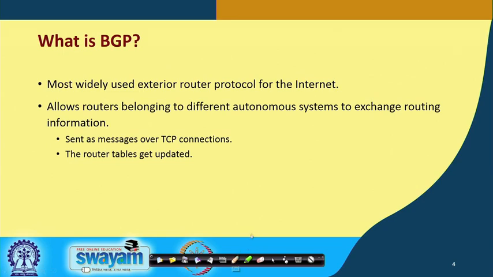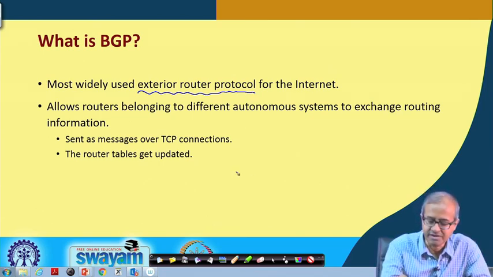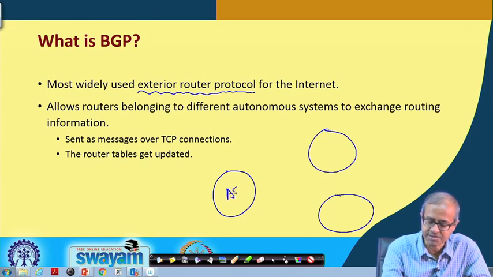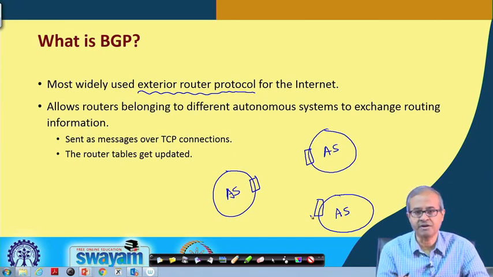Now, as I had said, BGP is the most widely used exterior router protocol. Exterior and interior, I explained the distinction earlier. Let us say you have several autonomous systems, which consist of networks and routers. So, you can have one router here, and maybe one router here. These are exterior routers, or border routers.